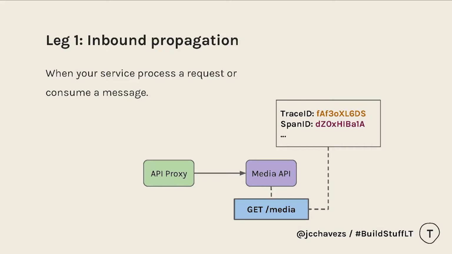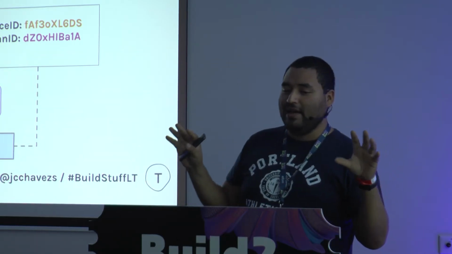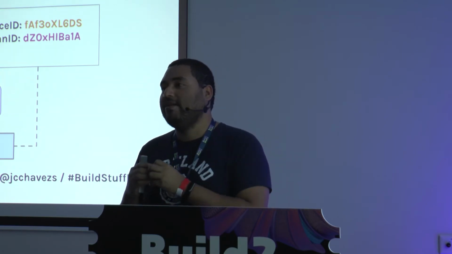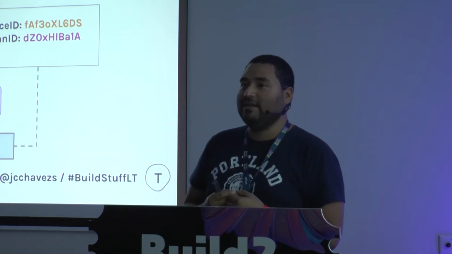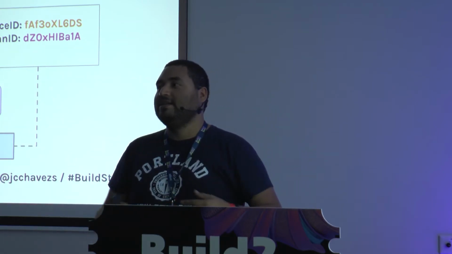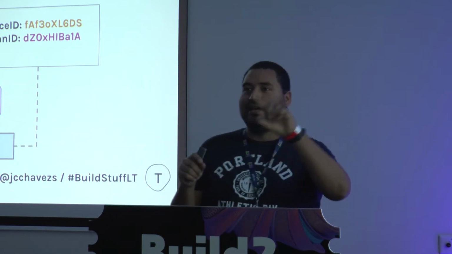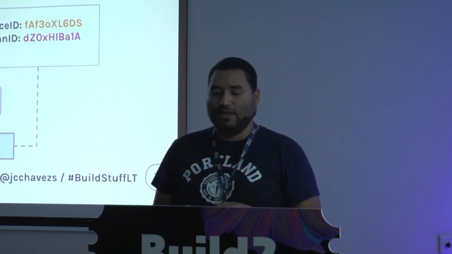Let's go for the first leg, which is inbound propagation. Inbound propagation is when a service processes a request or consumes a message, let's say. Well, in this case, we have the API proxy that is requesting the media API. And for that, the media API will create a span saying, this is the span I create on behalf of this trace, saying that I received a request, right? And we'll annotate it with the get media name too, right?